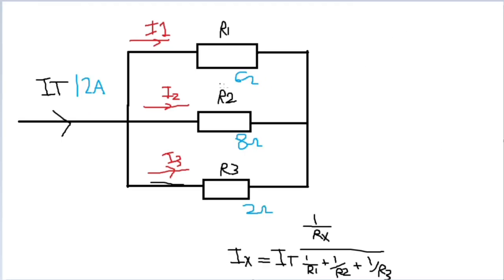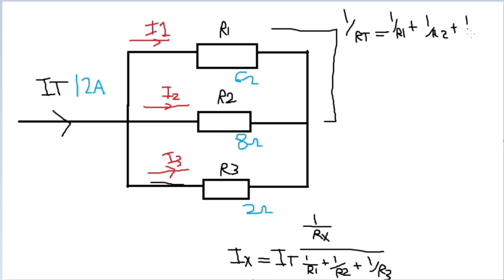Now, let's say you wanted to find I3. This is a special trick that could make your life easier. Basically, you would combine R1 and R2. How would you do this? If you remember, 1 over R total is equal to 1 over R1 plus 1 over R2 plus 1 over R3, and it goes on continuously.